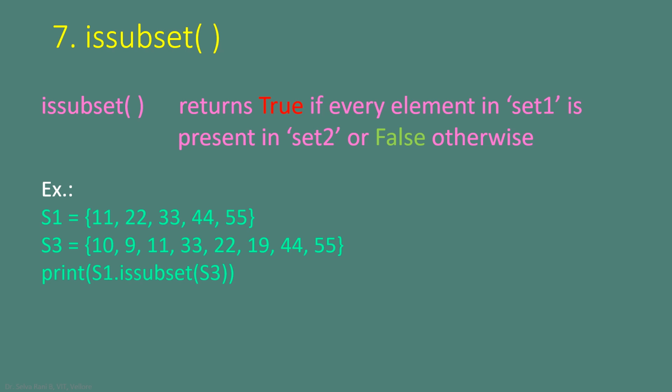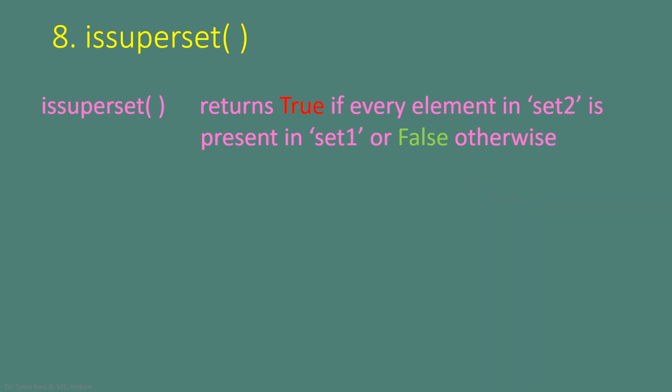Let's see an example. Let S1 is equal to 11, 22, 33, 44 and 55. S3 is equal to 10, 9, 11, 33, 22, 19, 44 and 55. And if we check S1.issubset(S3), yes, it's true. But if we check whether S1 is a subset of S2, the result is going to be false.